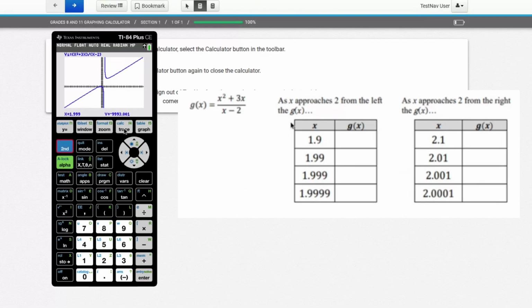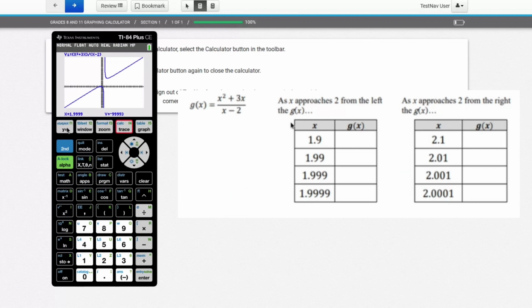Second calc, value, 1.999, enter. Did I miss a 9? I did. Let's try that again, 1.9999, give me strength. That gives me negative 99,993. I'm no crazy person, but it seems like as these values get closer to 2 from the left, your number explodes down towards negative infinity.